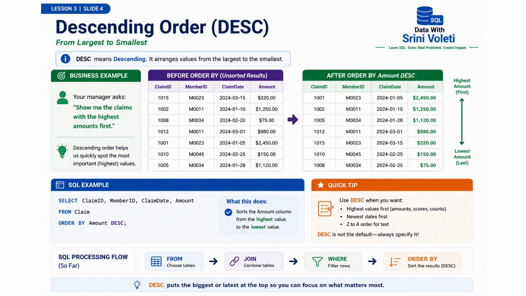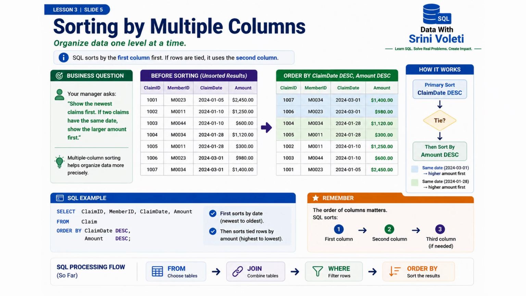One important point to remember is that unlike ascending, descending is not the default sort order. If you want your results displayed from largest to smallest, you must explicitly include the descending keyword in your SQL statement. Think of descending as SQL's way of bringing the biggest, newest, or most important information right to the top.